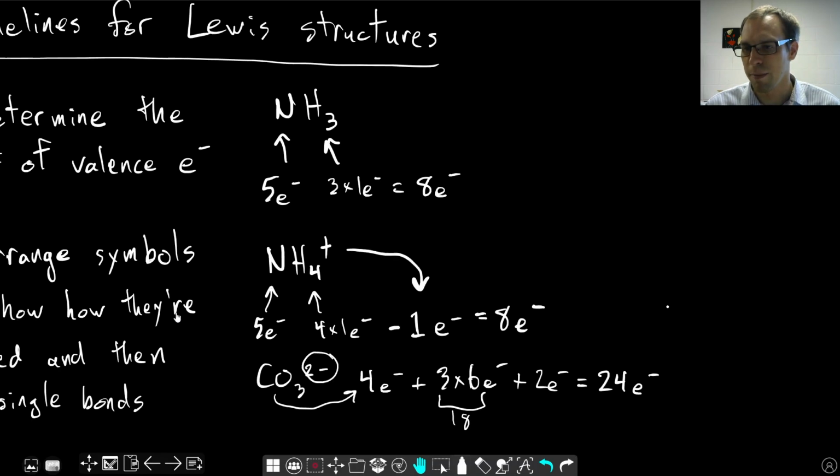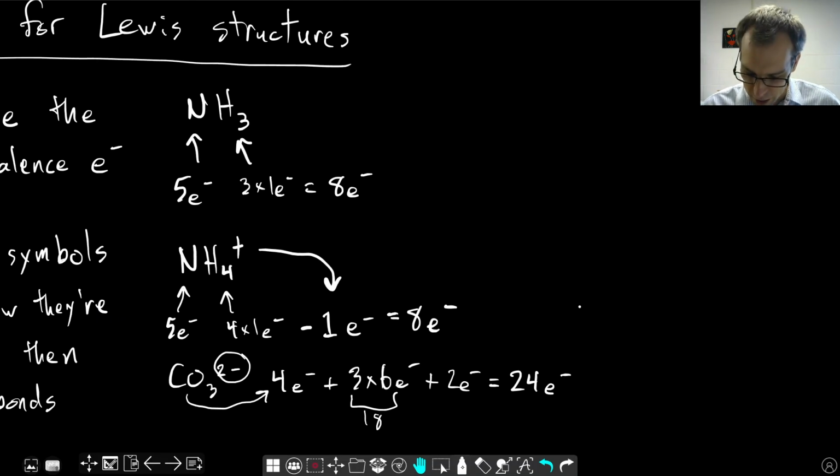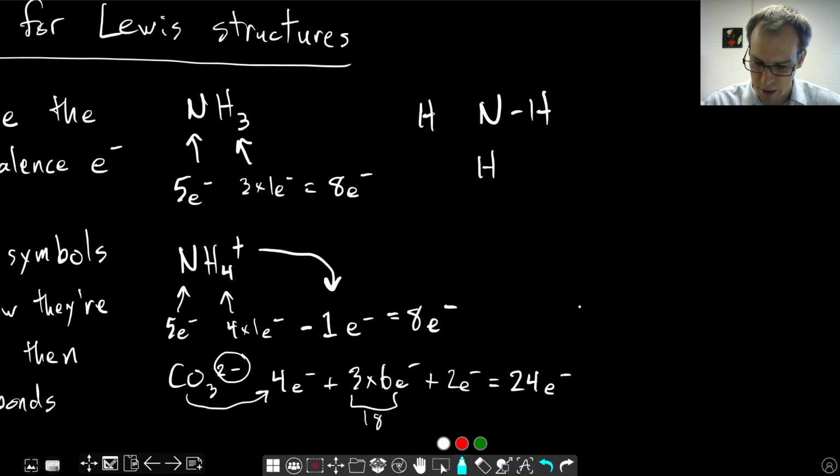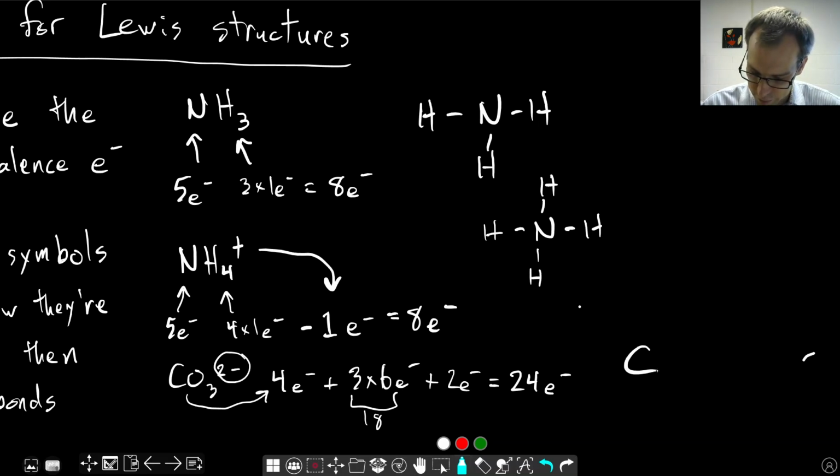So in our examples here, nitrogen is going to be in the middle, and it's going to have 3 hydrogens around it, and we'll draw a single bond to each of those. For NH4+, there will be 4 bonds because we have 4 hydrogens. And then for carbonate, we'll put carbon in the middle with 3 oxygens around it, and we'll make single bonds between all of those. Okay, so that's step 2.